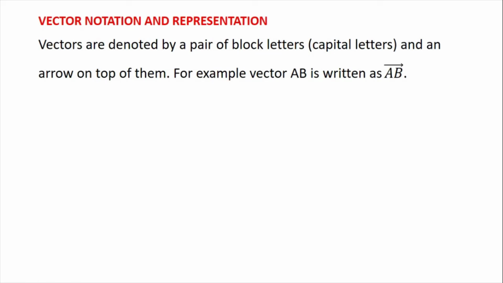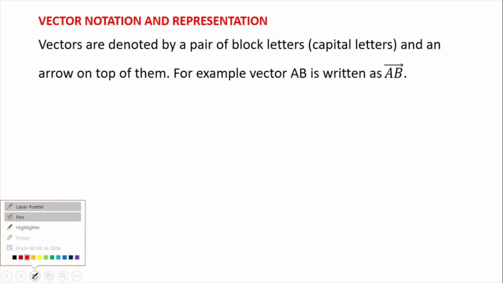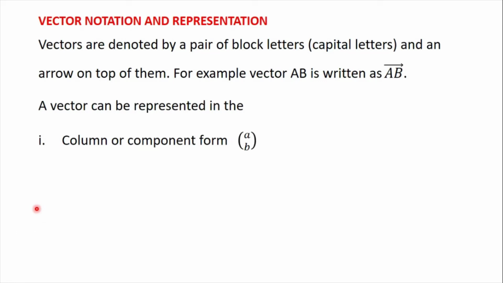What other thing can we learn about vectors? Vectors can be represented in two forms. The first one is the column or component form, where you have it in this way, a and b. That is the first form. The second form is the magnitude bearing form, which is r and theta, where r represents the magnitude and theta represents the bearing or the direction. Don't worry if you don't understand most of these things. We will explain them as the video goes on.